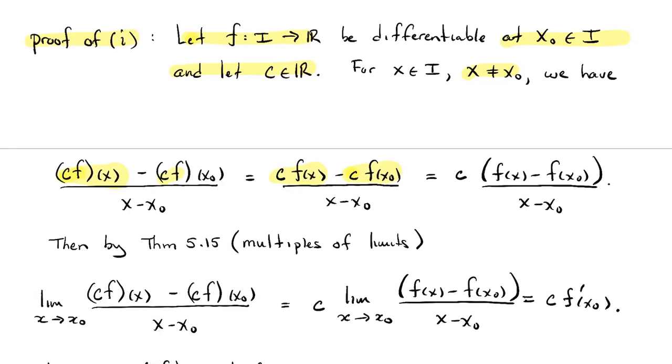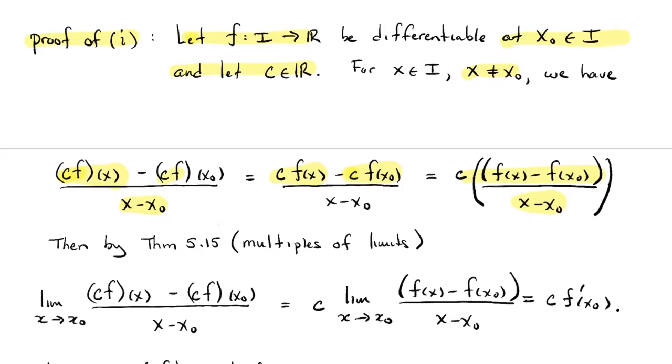And by a little bit of algebra, I can factor the c out of that thing, right? So the difference quotient that I have for the function c times f is c times the difference quotient for the function f. Let me just put some extra parentheses in to emphasize that. The difference quotient for the function c times f is c times the difference quotient for the function f.